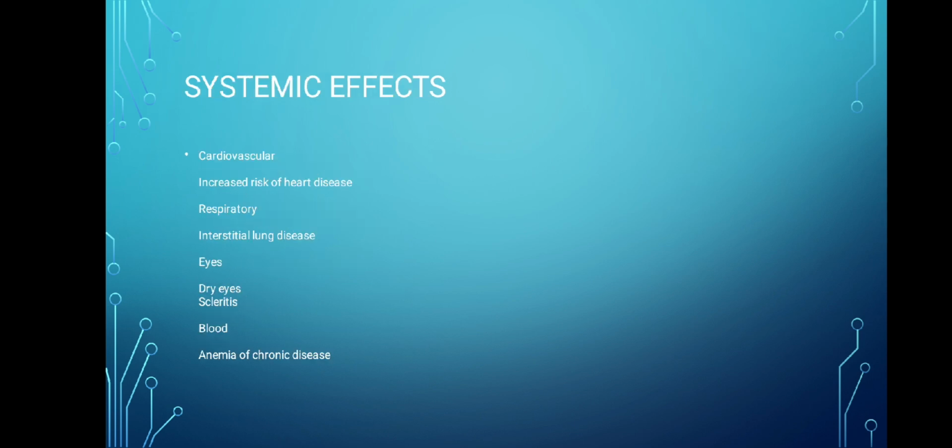inflammation is not restricted to the joints. The inflammatory cytokines circulate throughout the body and affect multiple organs. First is the cardiovascular system: atherosclerosis, pericarditis, and increased cardiovascular risk. Second is the respiratory system: interstitial lung fibrosis and pleural inflammation. Third is the hematological system: anemia of chronic disease. Fourth is the eyes: scleritis, episcleritis, and dry eye syndrome. Fifth is the skin: rheumatoid nodules.